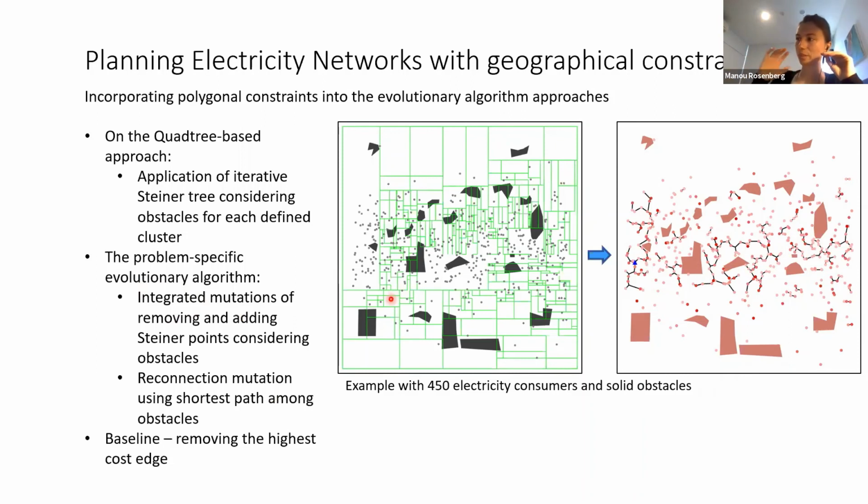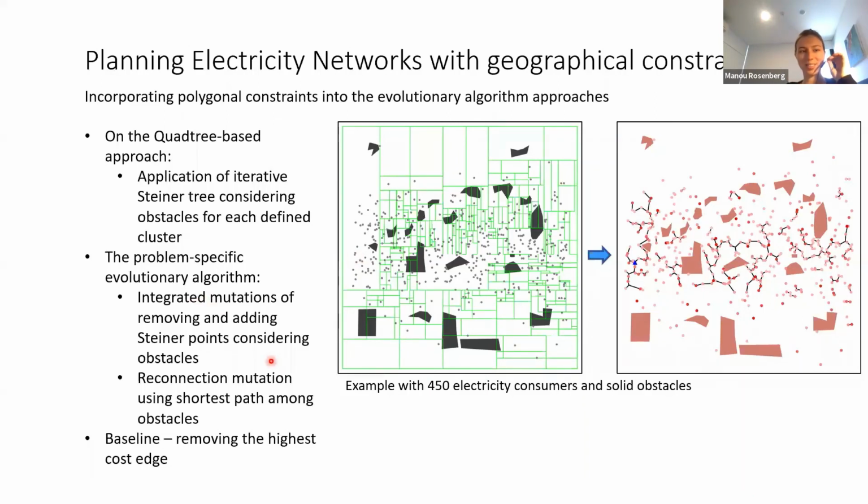So this is just roughly explaining the idea of what we have done for that approach. And what we could see is that both evolutionary algorithms are outperforming our baseline approach, where we simply remove the highest cost edge. And what was interesting to see is that, in this way, using this iterative approach for the Quadtree based algorithm and using different mutations for the other evolutionary algorithms, we could incorporate those constraints in our network planning approach.